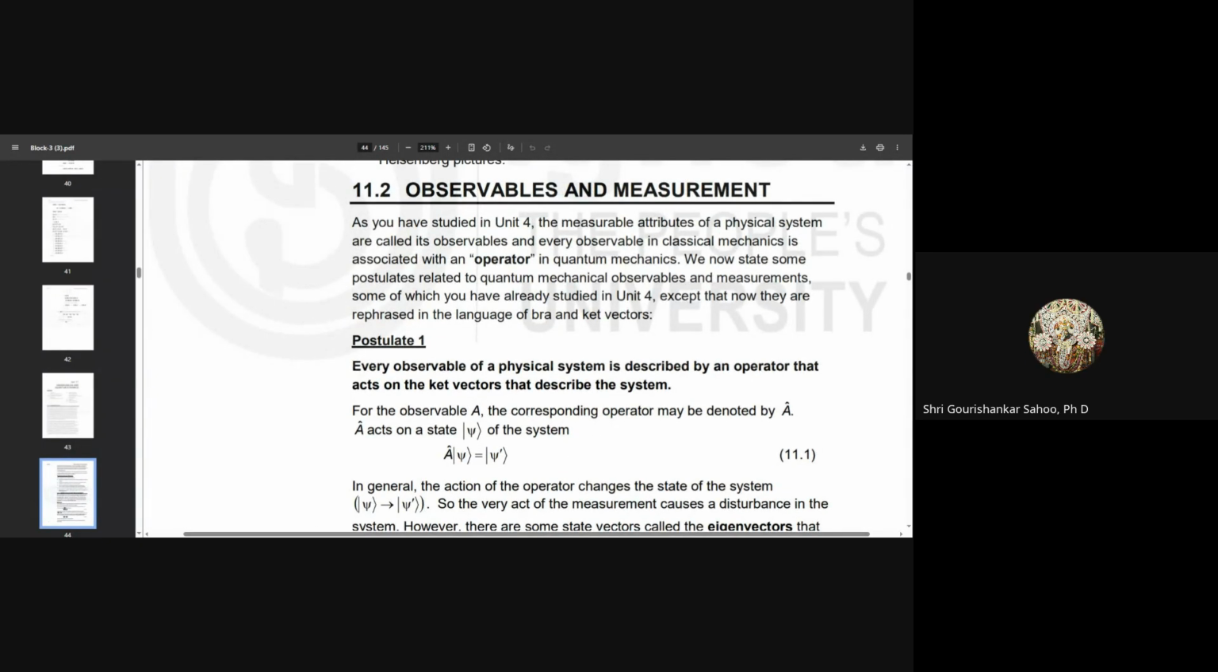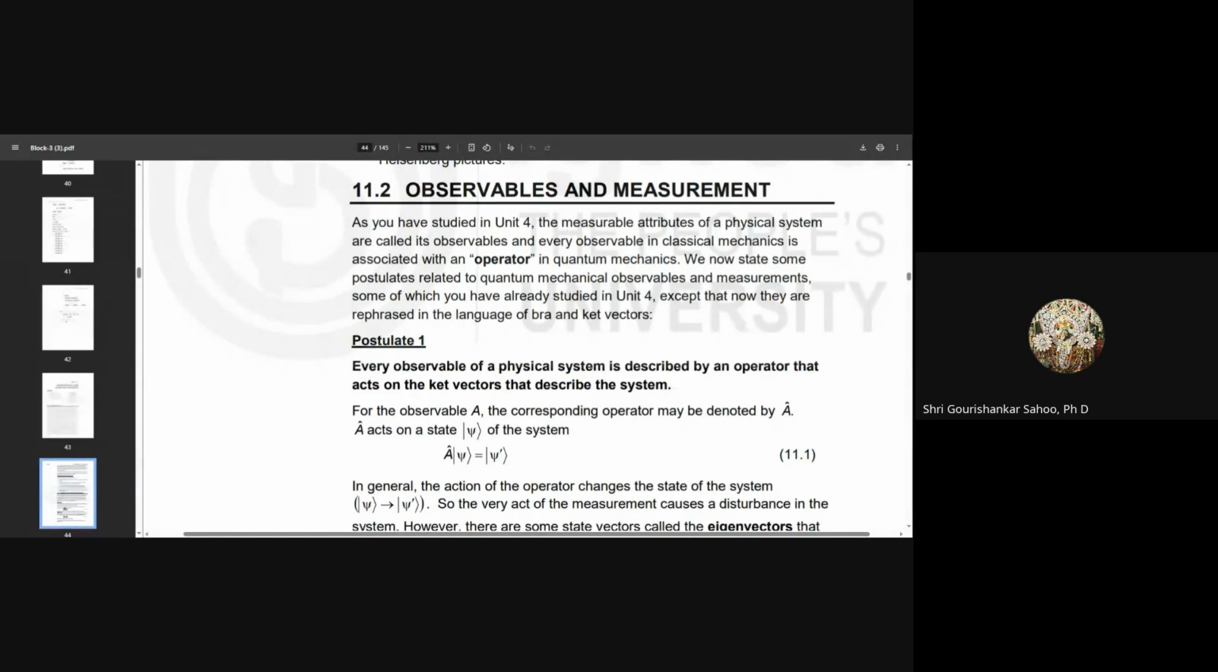Observables and measurement. In classical mechanics, you have an observable, and in quantum mechanics, the operator will give you the value of the observable in terms of the eigenvalue. Now we can state some postulates related to quantum mechanical observables and measurements. Postulate one is: every observable of a physical system is described by an operator that acts on the ket vectors that describe the system.